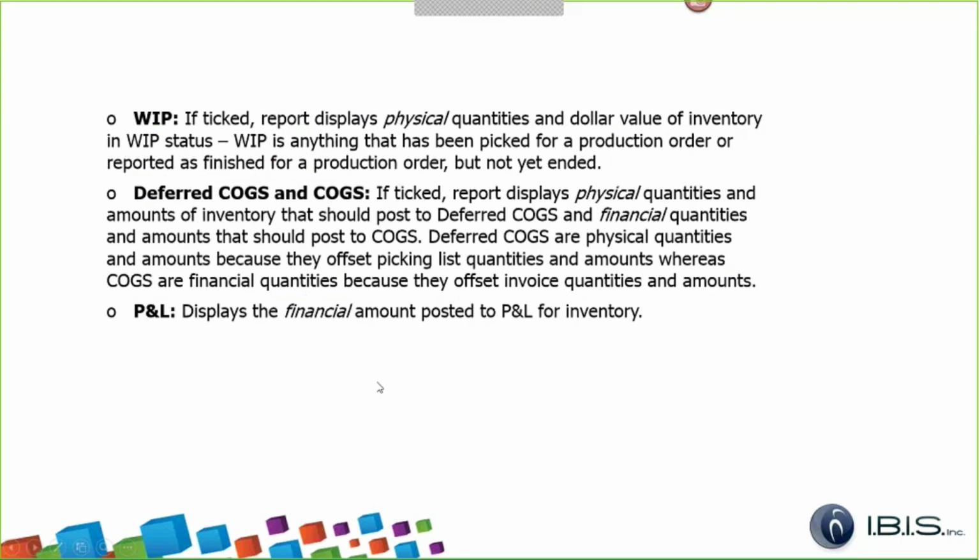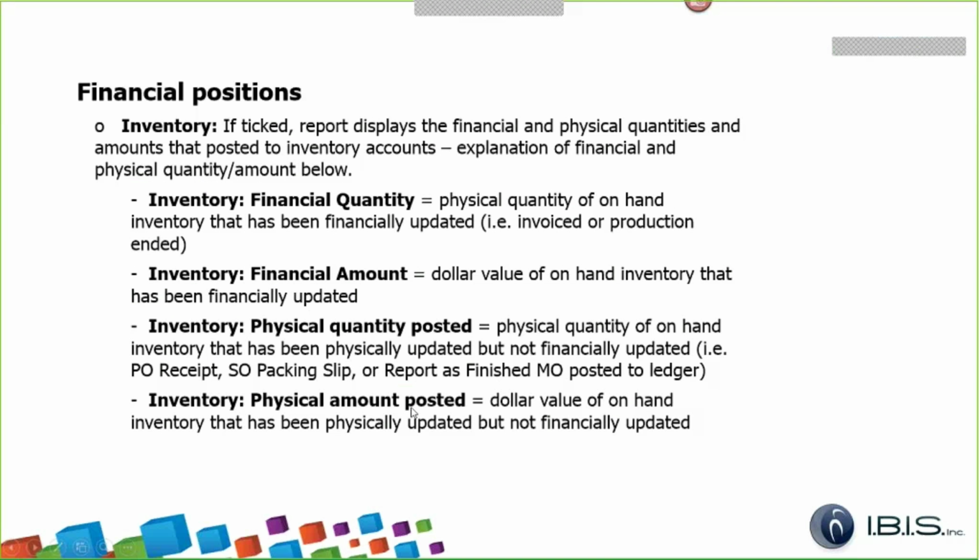The physical amount posted is the dollar value of on-hand inventory that's been physically updated but not financially updated, which just means it's the opposite of the inventory that has been financially updated. It means we haven't invoiced or ended production on either a purchase order receipt, a sales order packing slip, or a manufacturing order. So it's really critical to understand the definition of each one of these financial position terms.